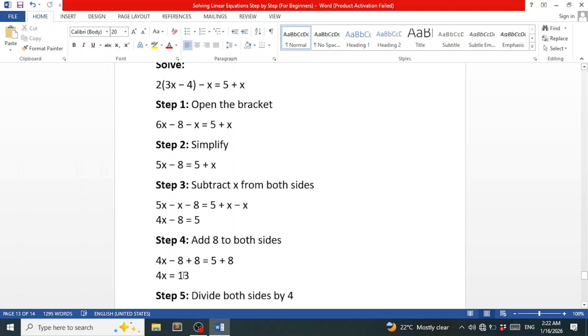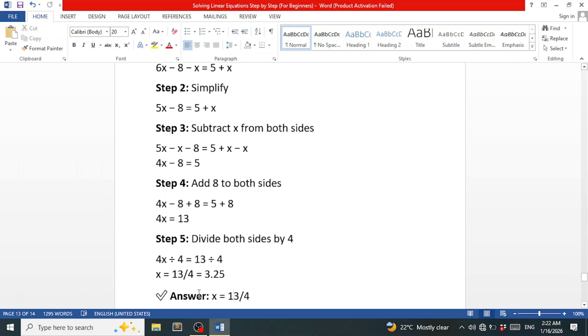Then here, what are we gonna do to have the value of x? We're gonna go for step 5. Step 5, what you're gonna do is to divide both sides by 4. Divide both sides by 4. So 4x divided by 4 equals 13 divided by 4, and 4 is gonna cancel with this 4, and we're gonna have 1 times x, we're gonna have x, which is here.